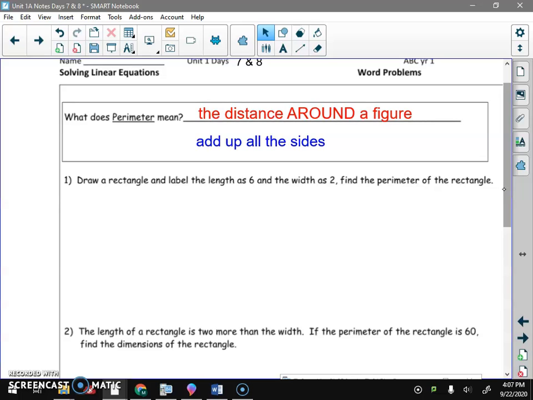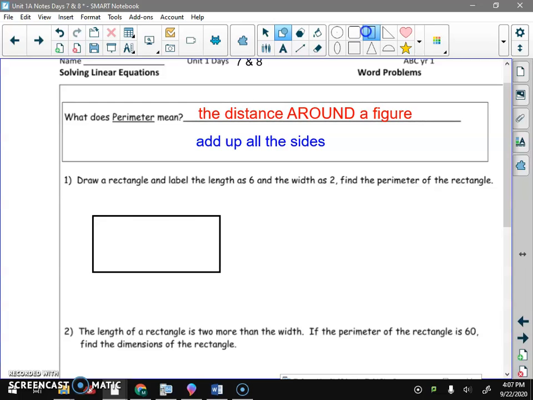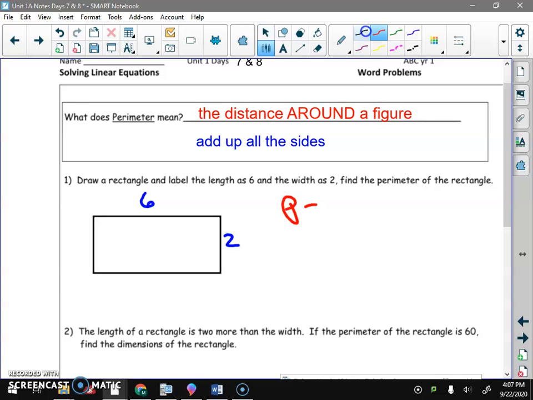And that says, draw a rectangle, label the length as 6 and the width as 2, and find the perimeter of the rectangle. So first of all, I can do a cheat. You guys probably have to draw your own by hand, but I can draw a rectangle, a real nice one. It says label the length as 6, label the width as 2. And then the perimeter equals, says add up all the sides around the figure. Well, that's easy. I got a 6 plus a 2.